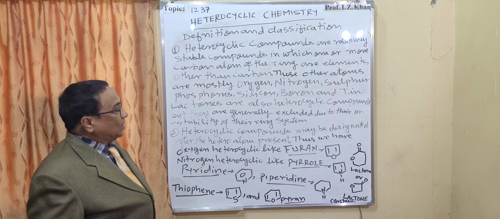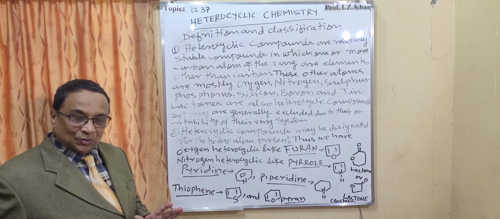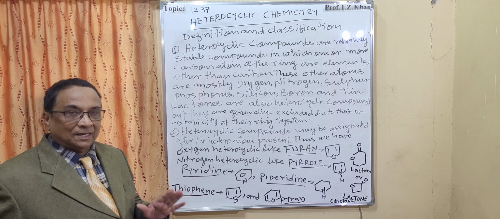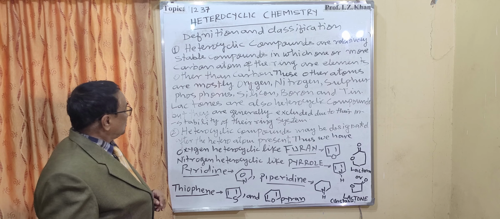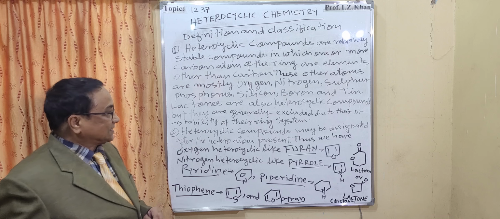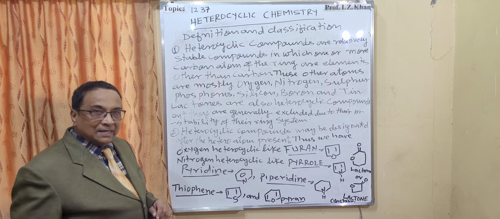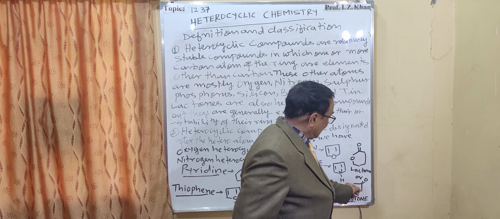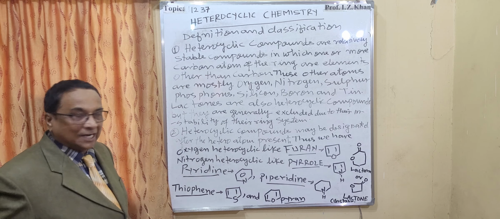Lactones are also heterocyclic compounds, but they are not included in the heterocyclic grouping because of their stability. They are generally excluded due to the instability of their ring system. Their ring system, whether it is 6-membered, 5-membered or 4-membered, is not stable. That's why they cannot be included.